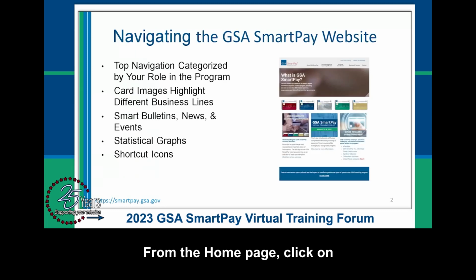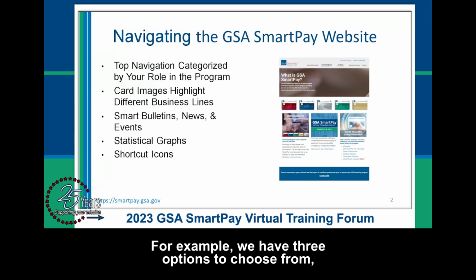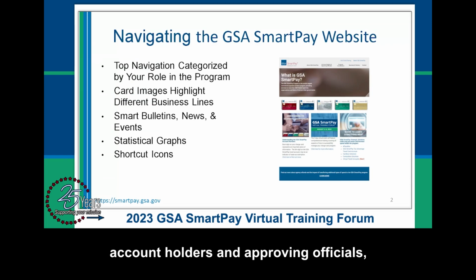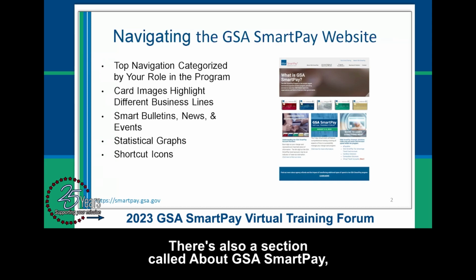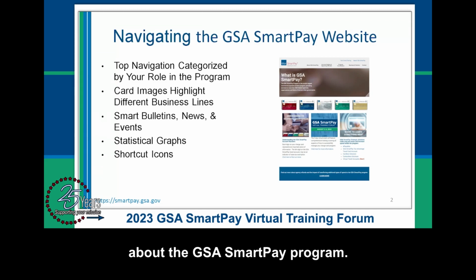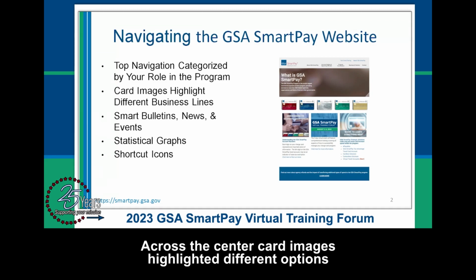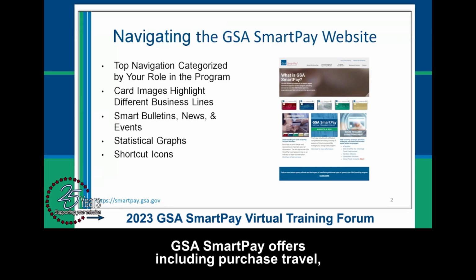From the homepage, click on Enroll in the program to get started. For example, we have 3 options to choose from: account holders and approving officials, program coordinators, and business vendors. There's also a section called About GSA SmartPay, which includes all of the general information about the GSA SmartPay program. Across the center, card images highlight the different options GSA SmartPay offers, including purchase, travel, tax advantage, fleet, and integrated.